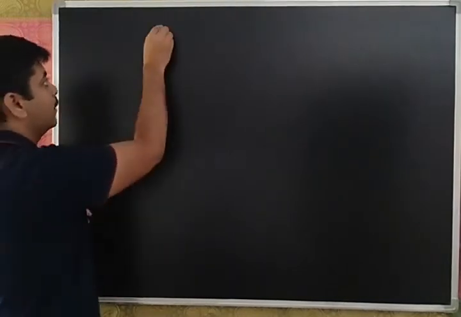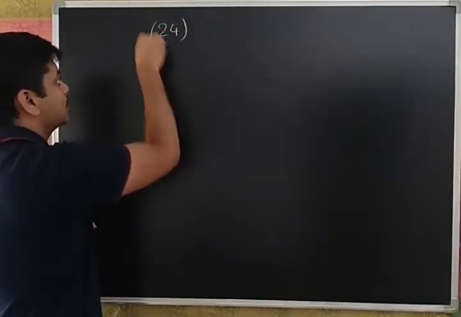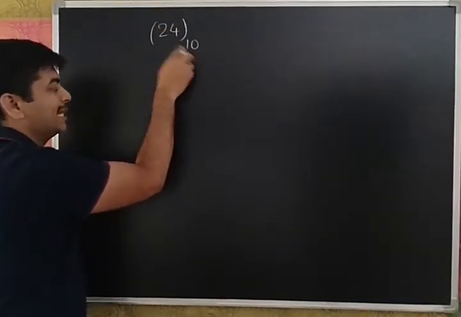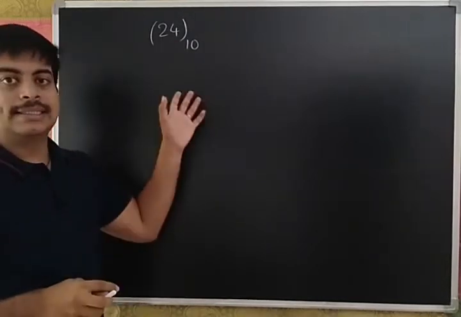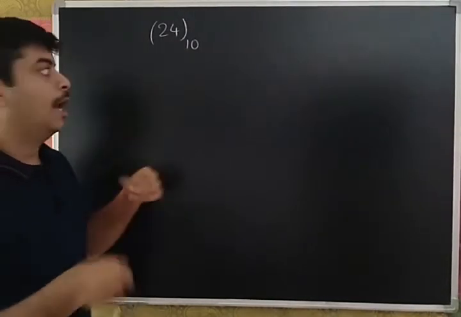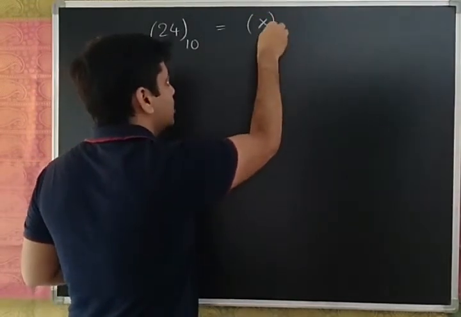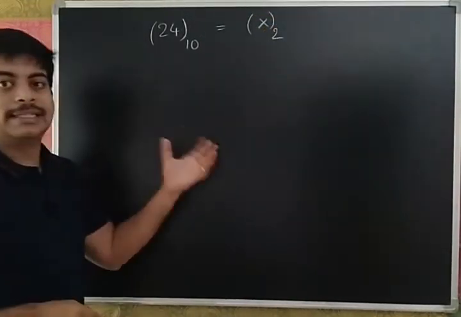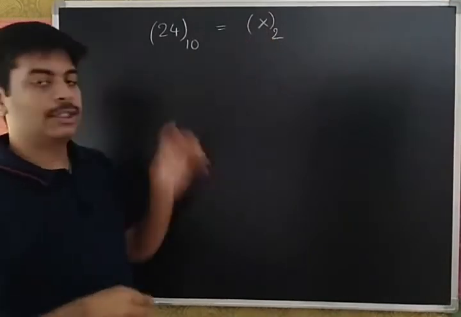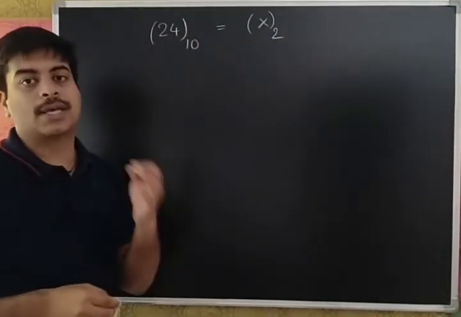Let us take a number 24. 24 is in the decimal system, so I am representing it with the base 10. Now I want to convert this into some x, which should be equal to its binary system. So the base is 2. How to convert this? Very easy.